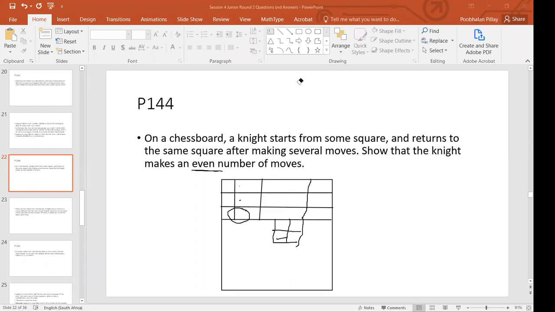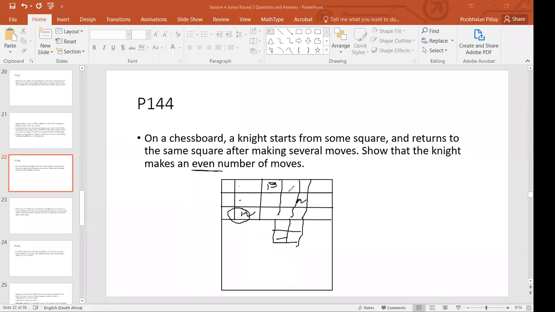Okay, now suppose he starts here, white. Then he goes to this, which is black. So when he makes 1 move, he moves into a black square. But to come back to white, he has to make 2 moves. Every 2 moves, he comes back to the same color.